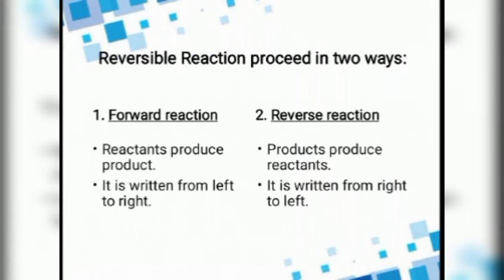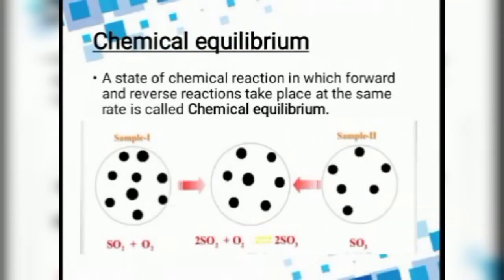Now, here a new topic which is chemical equilibrium. Students, you have to keep in your mind that equilibrium is achieved only in reversible reaction. Why? Because as per the definition of chemical equilibrium, a state of chemical reaction in which forward and reverse reactions take place at the same rate is called chemical equilibrium.